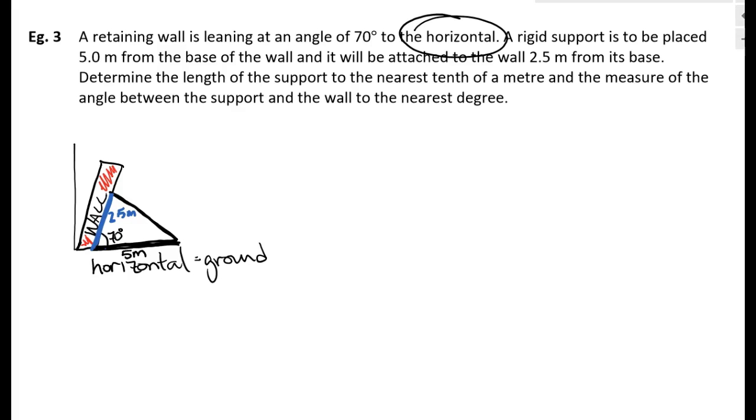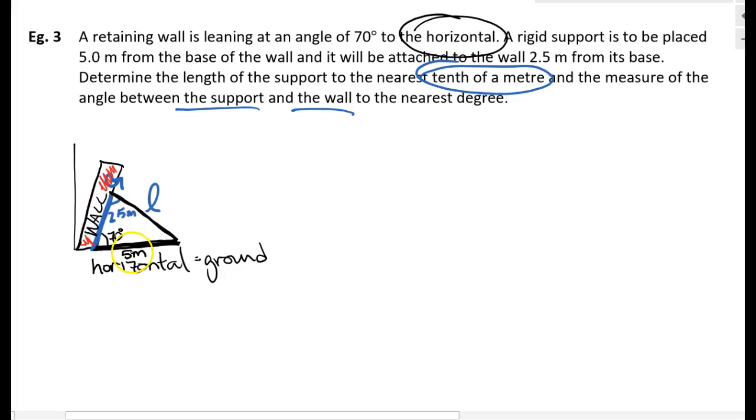Determine the length of the support, to the nearest tenth of a meter, and the measure of the angle between the support and the wall. Okay, so we're looking at this angle here, not the support in the ground, that would be down here, the support and the wall. So I'm going to call that angle G because it's opposite my ground, which could be represented by the little g. Okay, so with all of that in mind, we've got some work cut out for us.